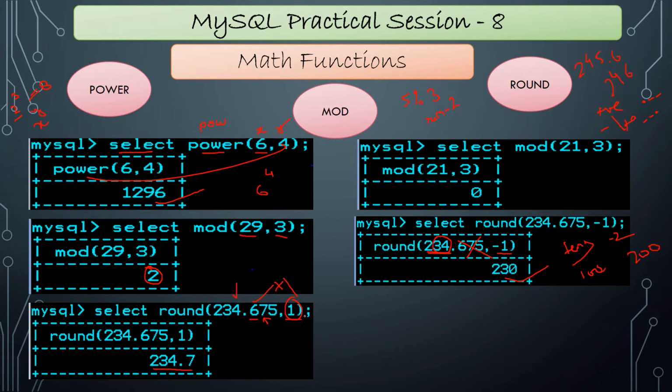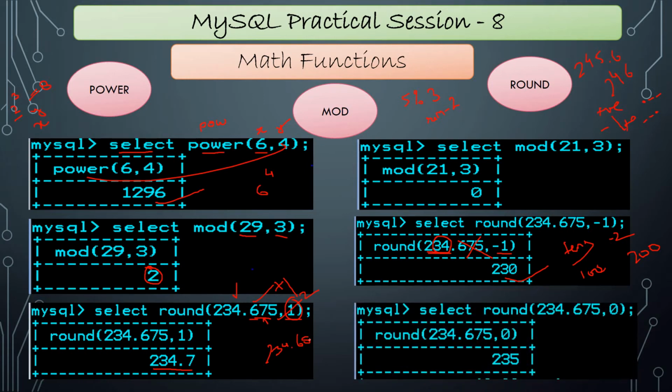Same case, if we get 2 here, then we will check the 2 values after the decimal and we will check 5. And we all know that if we are having 5, then we will get it +1. Then the answer will be 234.68. So in this way, we round values with the negative digit and the positive one. Now let us see one more example.